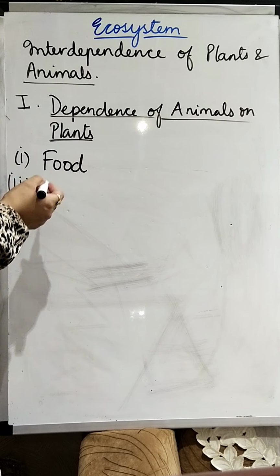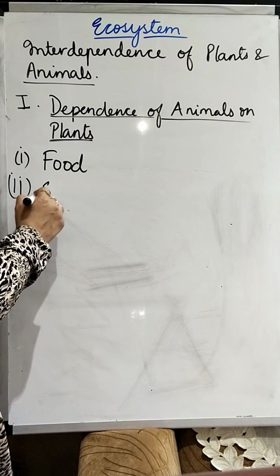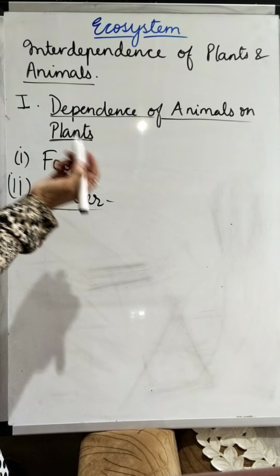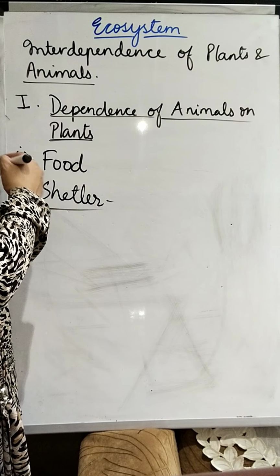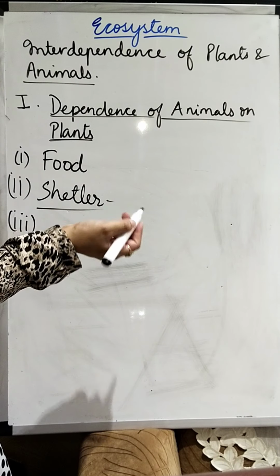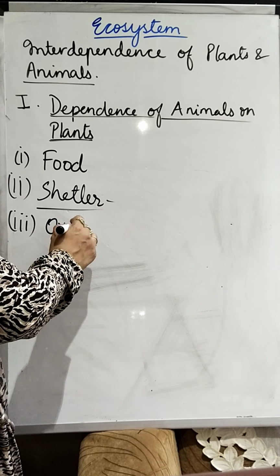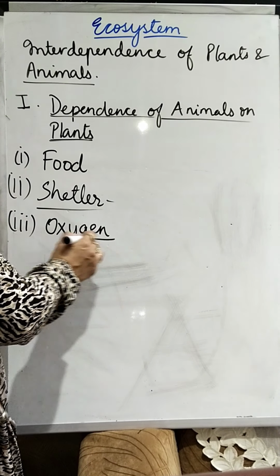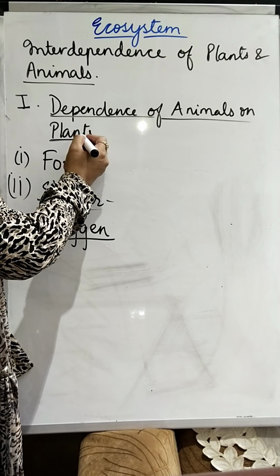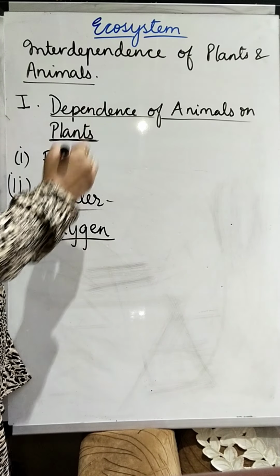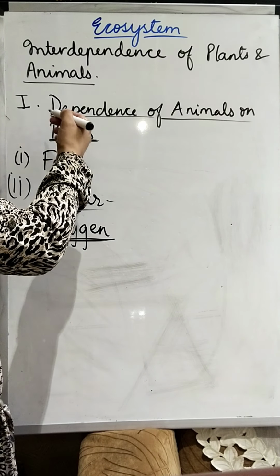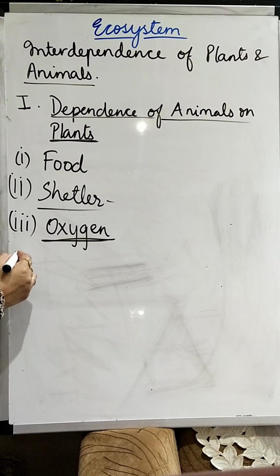Second, the plants provide shelter for various animals like monkeys; various birds make their nests in trees, so they require shelter. And organisms also require oxygen gas for their respiration, and this oxygen gas is given out by the plants when they are making their food, as a byproduct. So in this way the animals are dependent on plants.